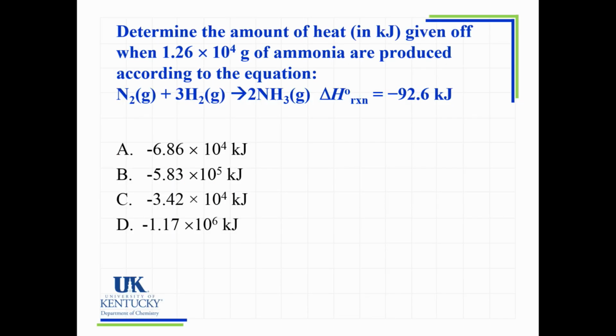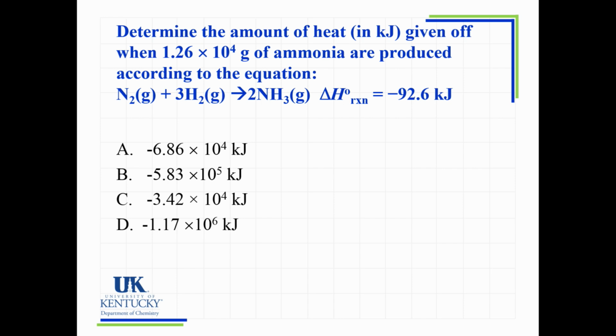So here is a problem, okay? Now I want to see if you can tie these guys together. Can you tie them together and come up with which one of those answers is the best answer for how much energy would be produced, okay? What would be the delta H if 1.26 times 10 to the 4th grams of ammonia were produced? Pause the video, and when you've got an answer, resume.